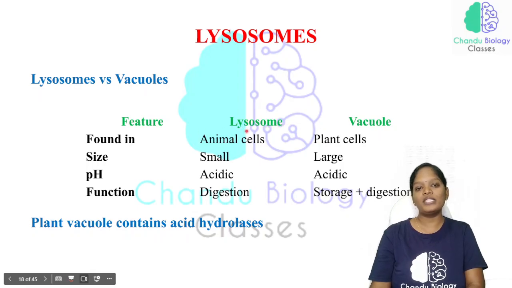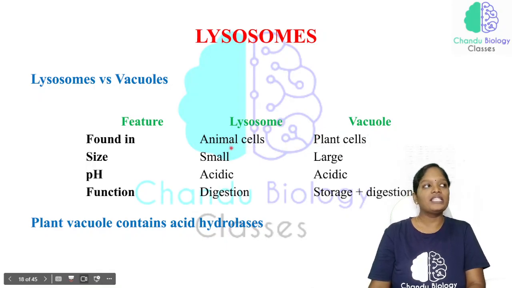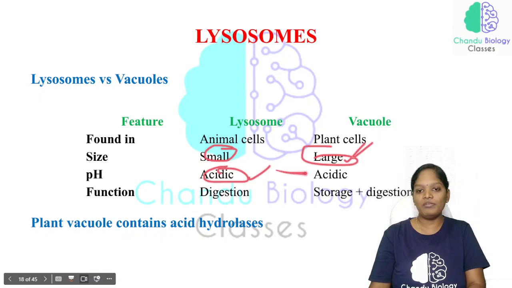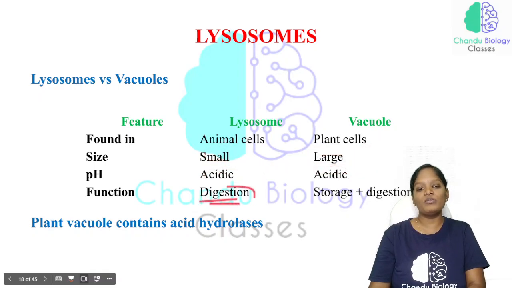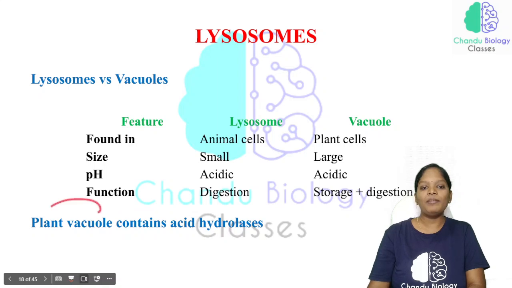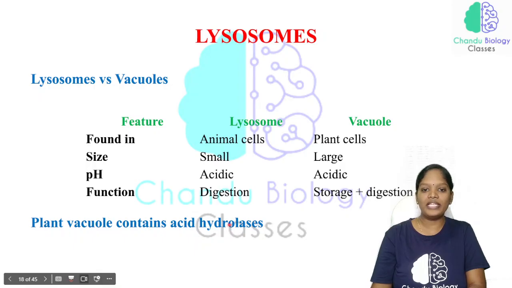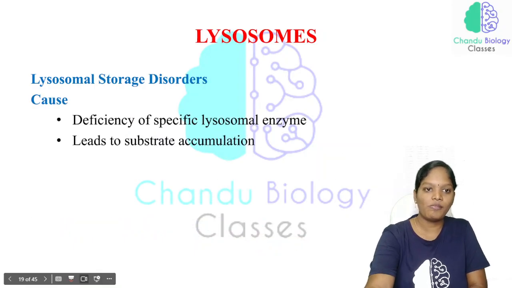The lysosome is present in the animal cell. If it is present in the plant cell, we call it a vacuole. The size of the lysosome will be very small and the size of the vacuole will be very large. Okay, the lysosome has an acidic pH and the vacuole also has an acidic pH. The function of the lysosome is digestion, and the vacuole function will be storage as well as digestion. Okay, and the plant vacuole also contains acid hydrolases. So this is important.